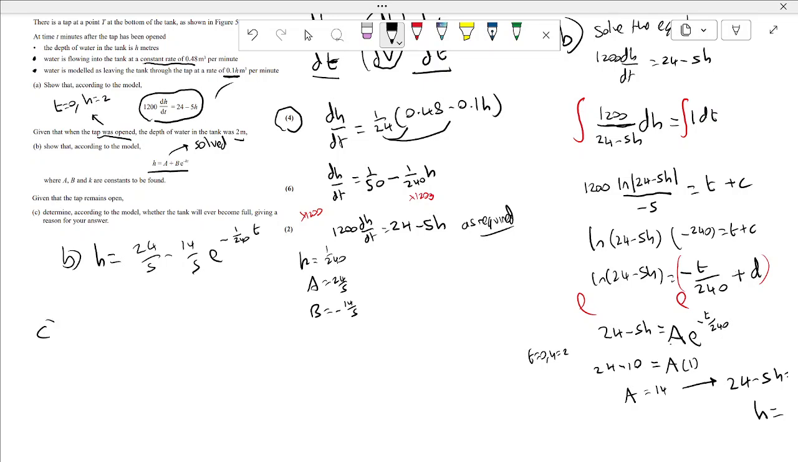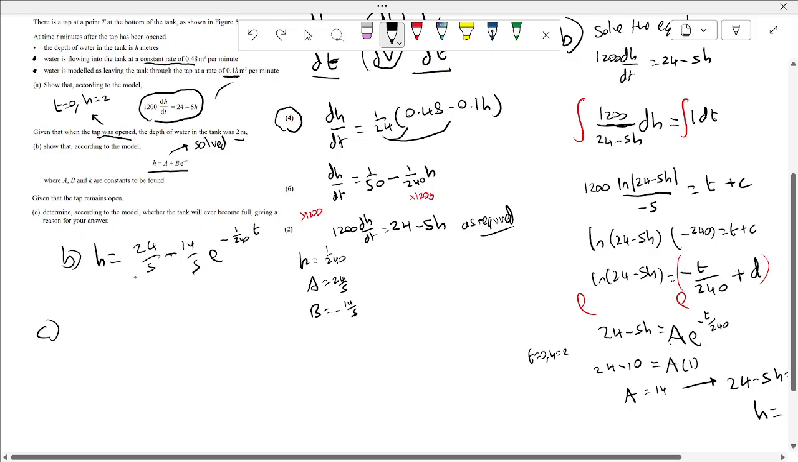Part C: given that the tap remains open, determine whether the tank will ever become full. Okay, so we're asking, what value of h can I get? What's the limit here? You could look at the expression and analyze it. That's one method. If you did this method, what you would find is that the 24 over 5 is just always 24 over 5.